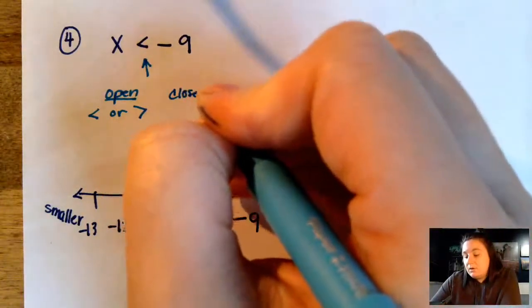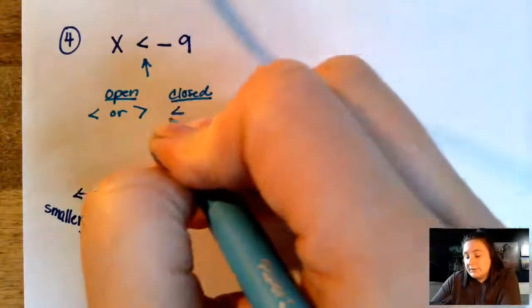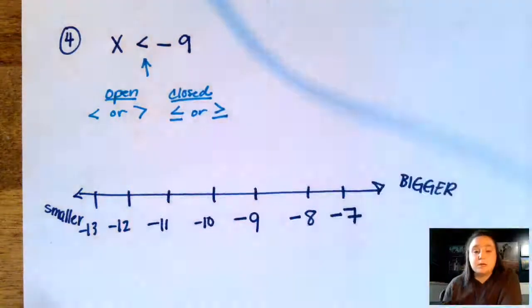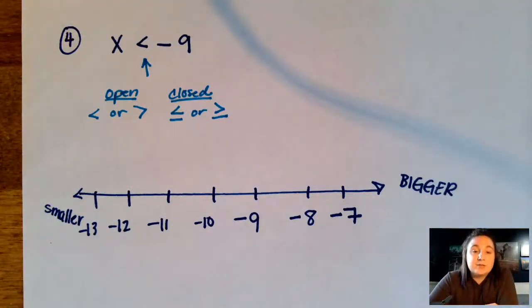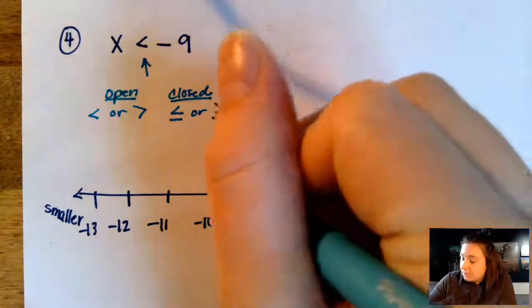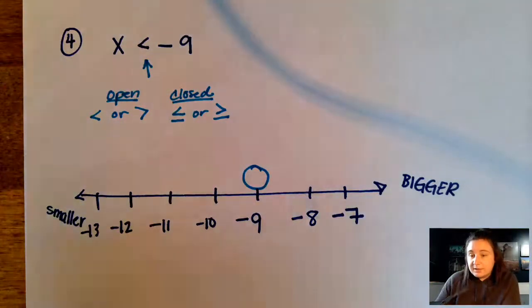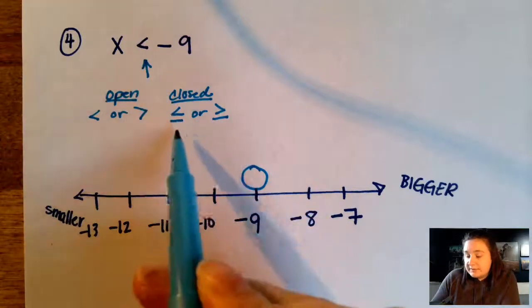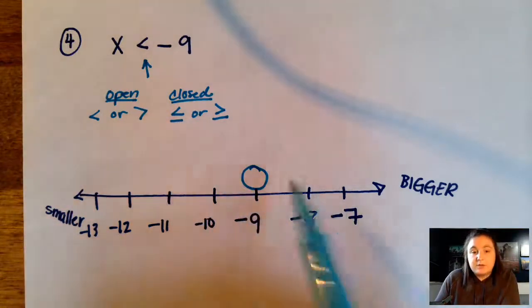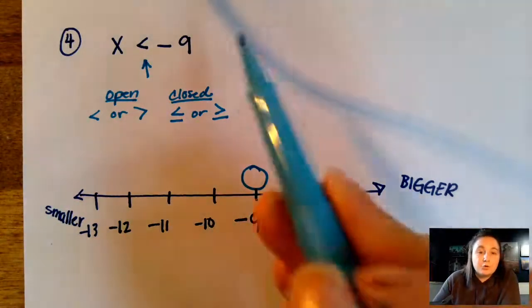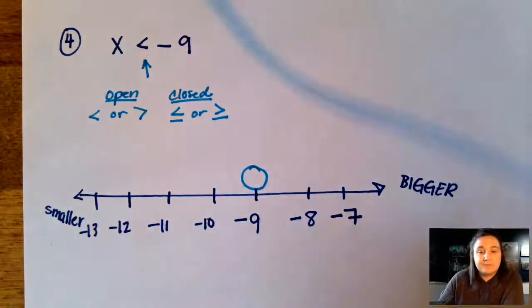And a closed circle does include that value. It has the or equal to part. And so we have to look at our symbol, which does not have the or equal to part, which means we do not close our circle. We have it open. So an open circle on negative 9. The other cutesy way you can remember it is if there's a crayon underneath, we color it in. Since there's no crayon for ours, we don't color it.